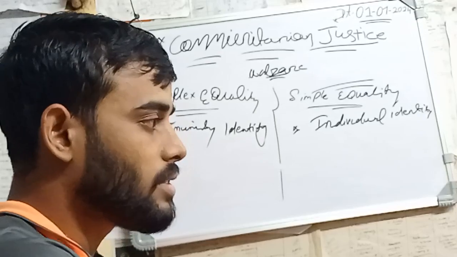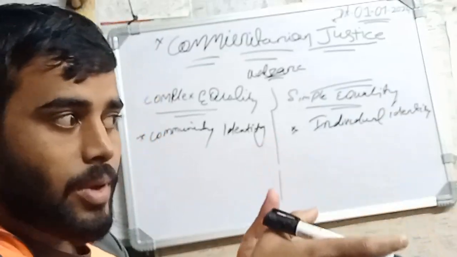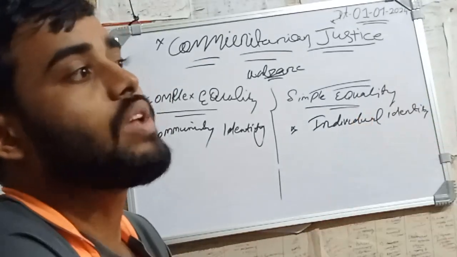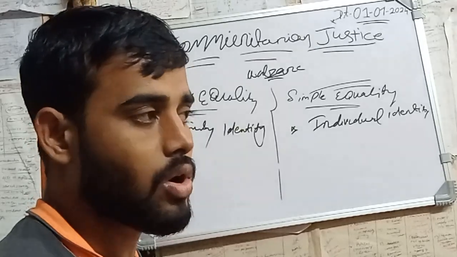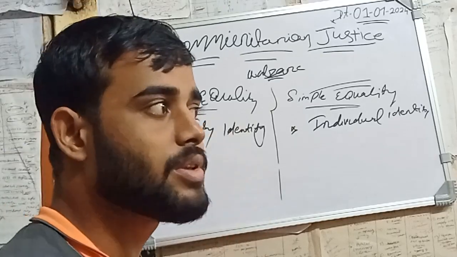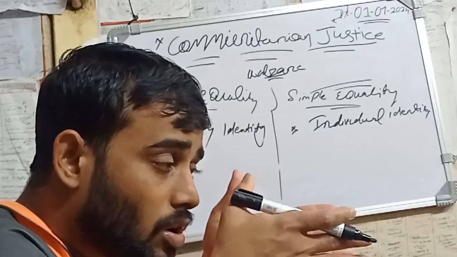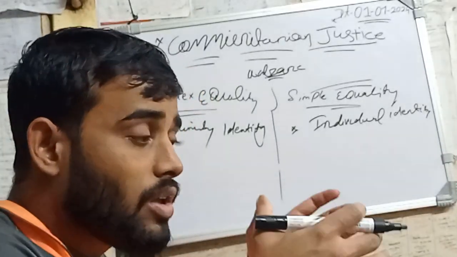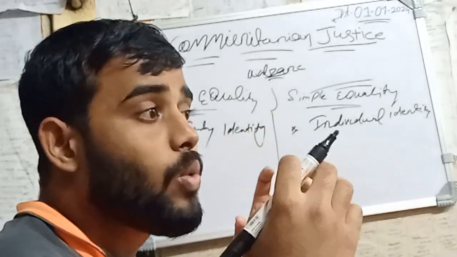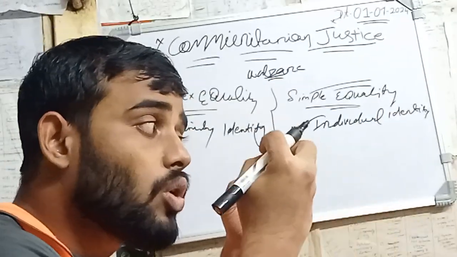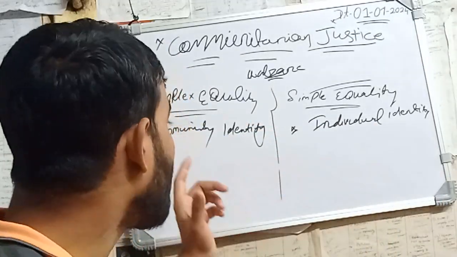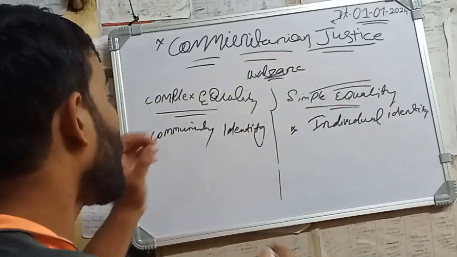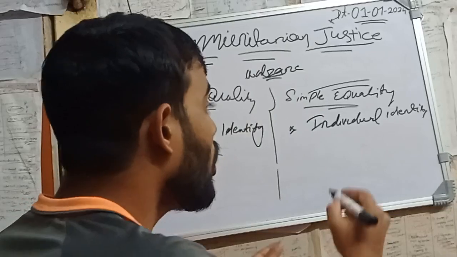So what is complex equality? Complex equality says that rights, liberty, and primary goods should be given to people according to the different spheres, the different understandings of goods and services. My point is that there are different spheres, different understandings of what is right, what is liberty, what is equality. It is a complex phenomenon, because there are different groups, different communities, and different societies. So the understanding of rights and liberty is complex in nature, and the distribution of rights, liberty, and equality should be understood on the basis of community identity, not individual identity.